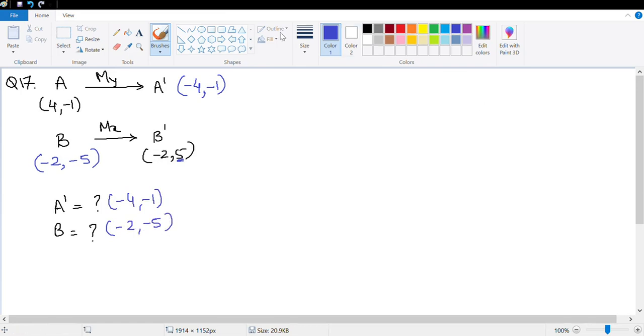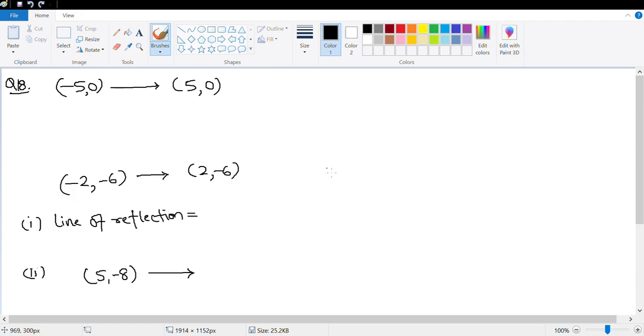I hope you figured out that this chapter is way too simple and extremely scoring. You will definitely get one question from this, sometimes a 3-mark, sometimes a 4-mark, sometimes a 5-mark question, and extremely simple. Let's look at the last question from this exercise, question 18. It's a very interesting question. You can put a star on this question.